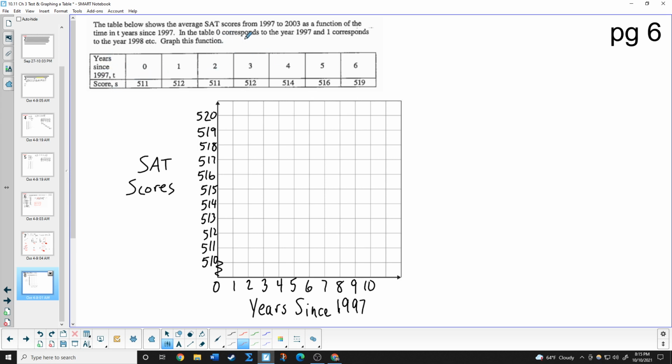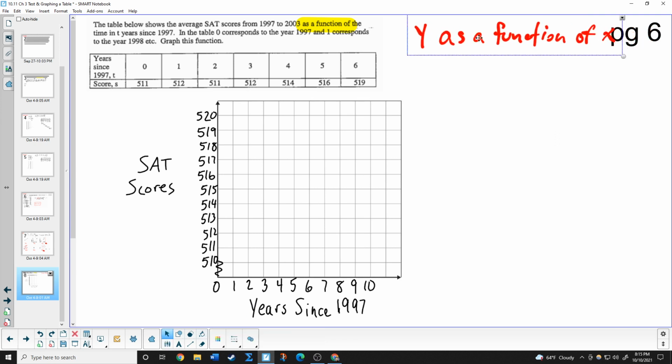Before I get to that, let's look at this phrase they use, "as a function of." Here it is, as a function of. Remember we said it's always y as a function of x. Let me write that down. Y as a function of x. And what that means is everything that was said before the phrase "as a function of" is your y.